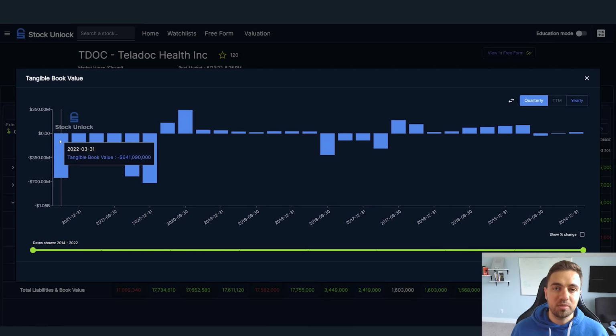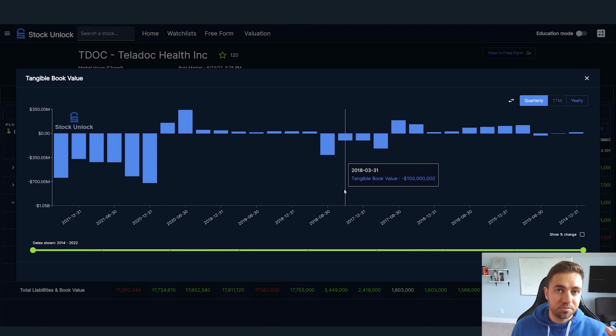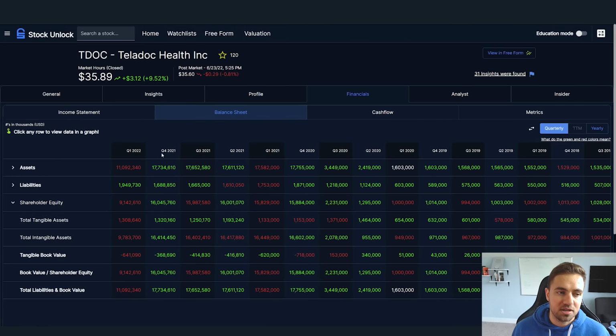So this essentially means that when we remove the goodwill and the intangible assets from TDOC's balance sheet, the company actually has more liabilities than tangible assets. So by taking a look at the tangible book value in conjunction with the book value, you can actually find some pretty interesting things here on the balance sheet.